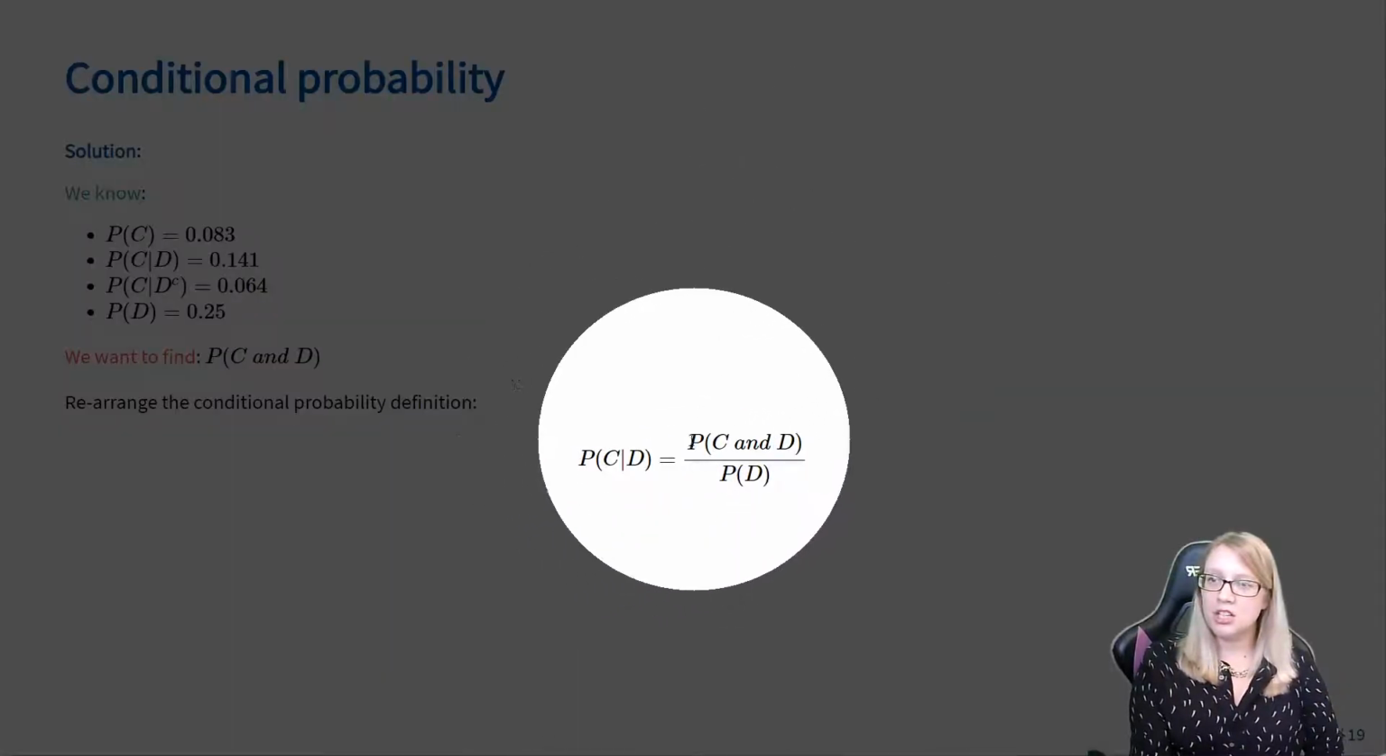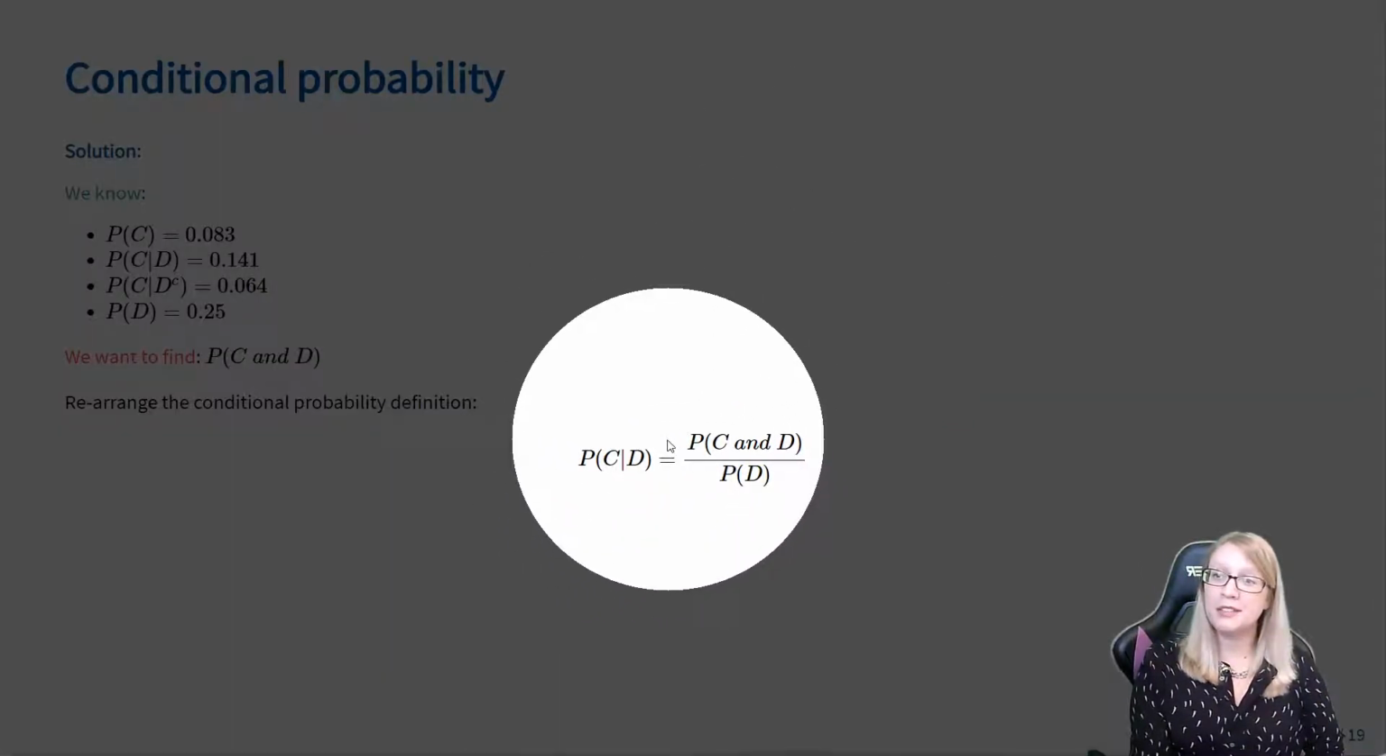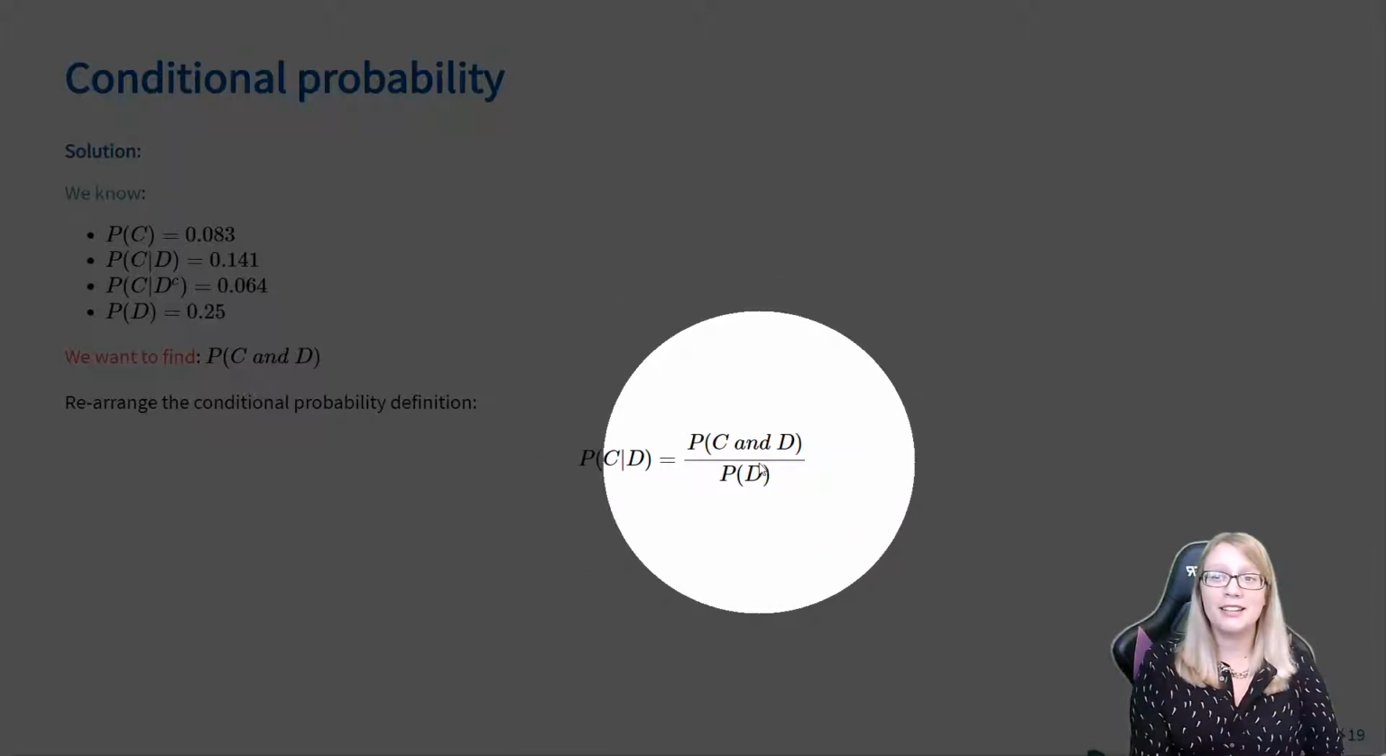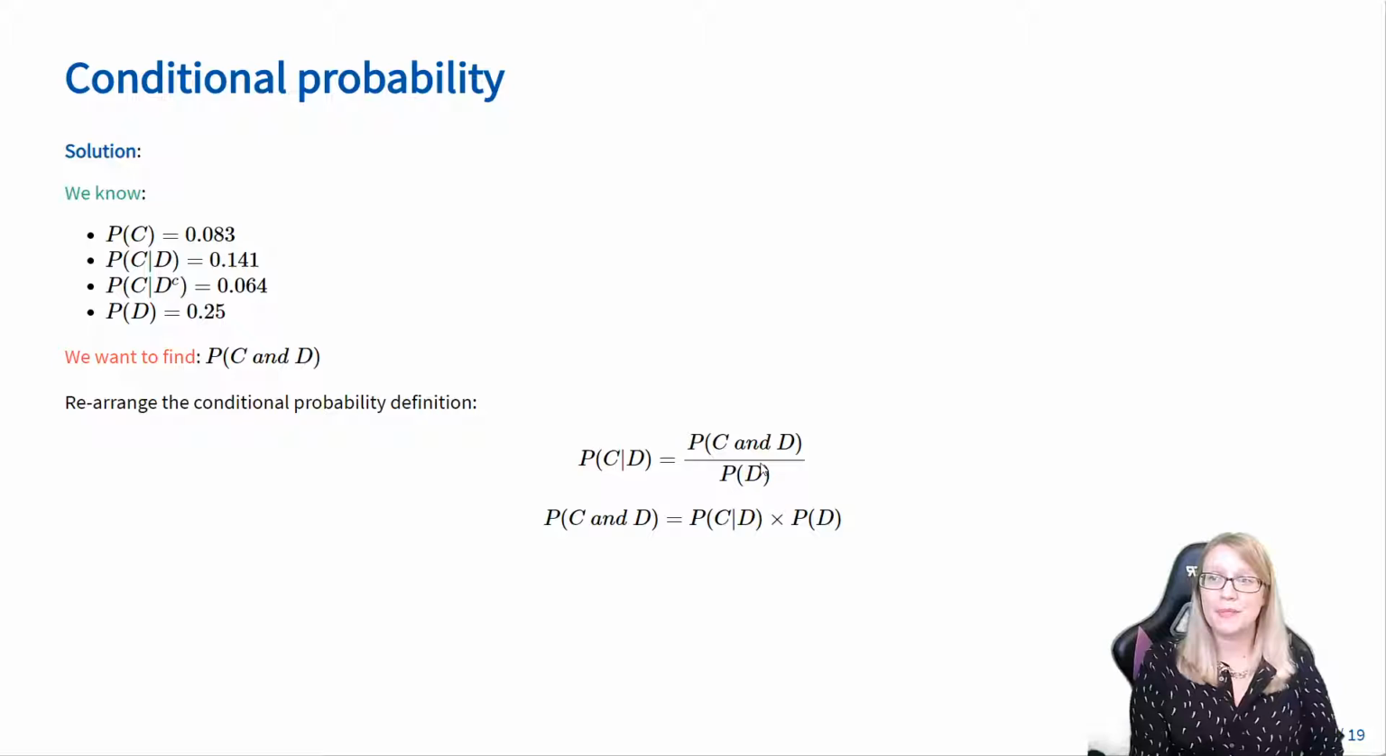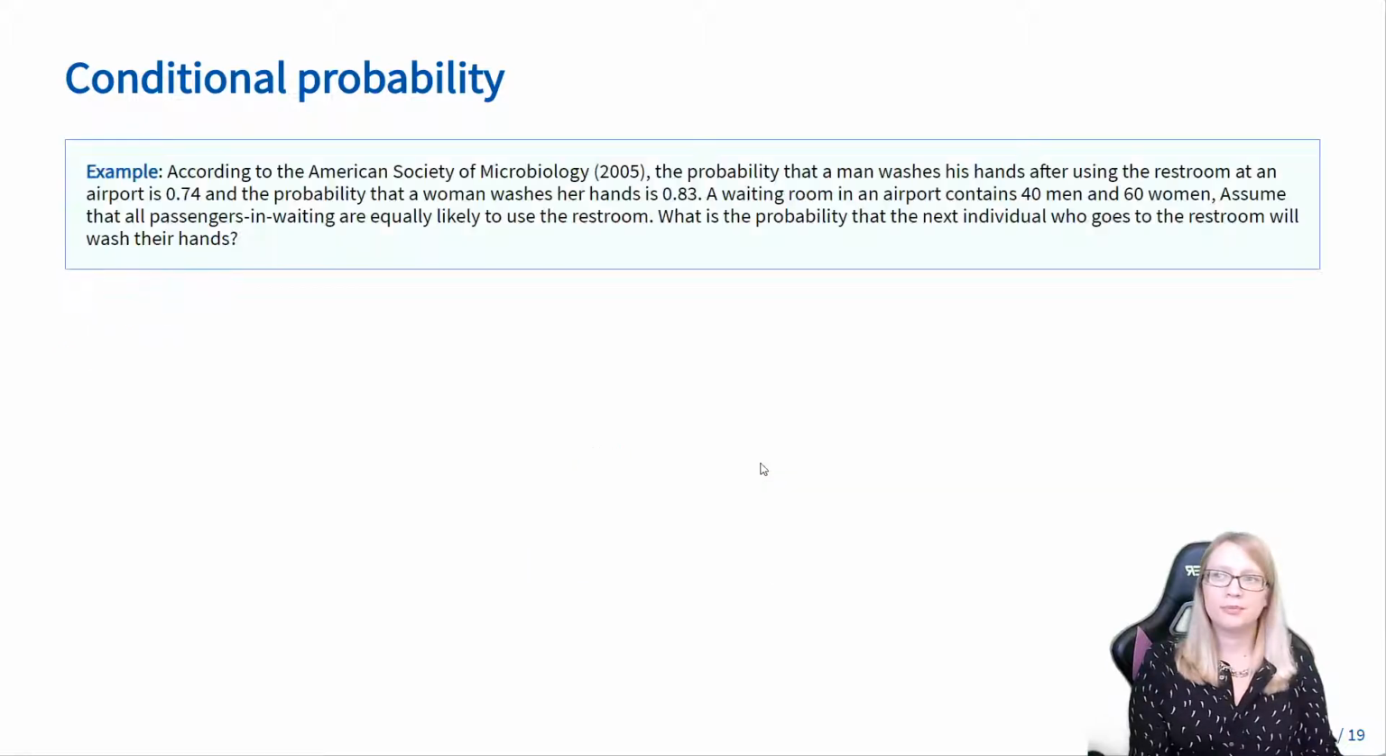So here's our definition from Bayes' rule. The probability of C given D should be the probability of C and D divided by the probability of D. Rearranging that, we get that the probability of C and D is the probability of C given D times the probability of D. We now have two things. We know both of them. So the probability of C and D turns out to be 3.5%.